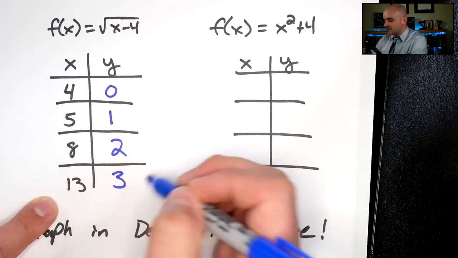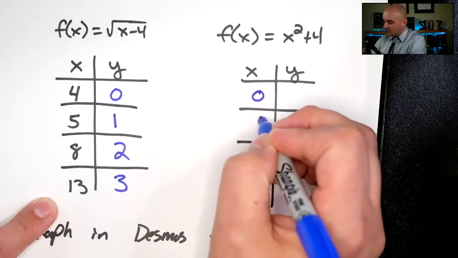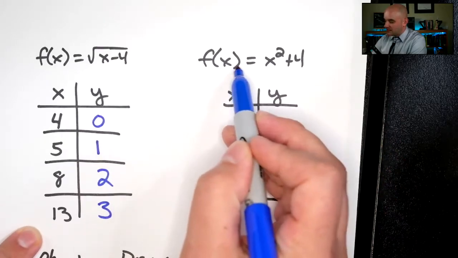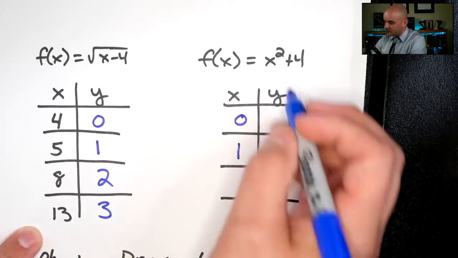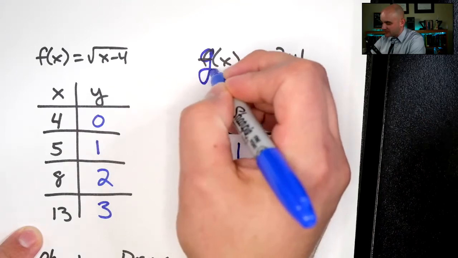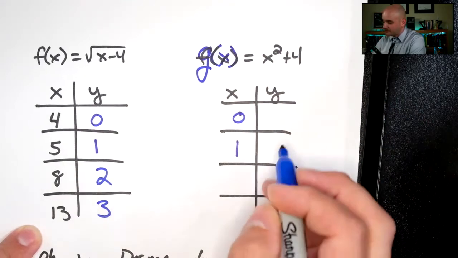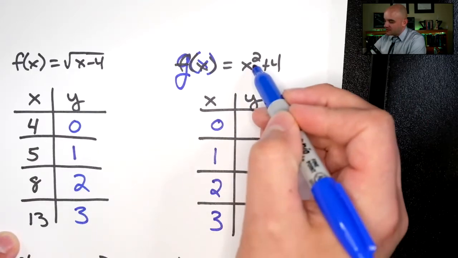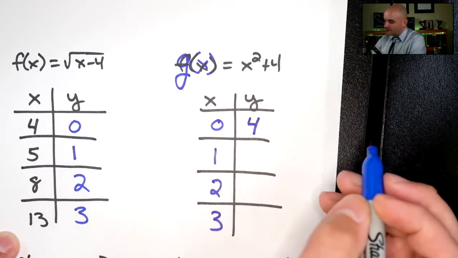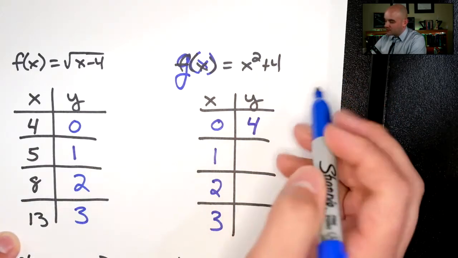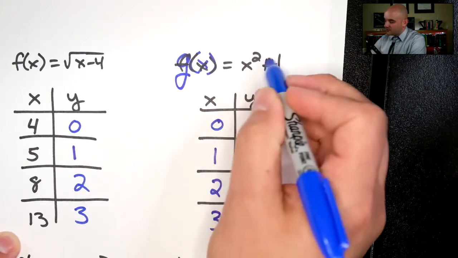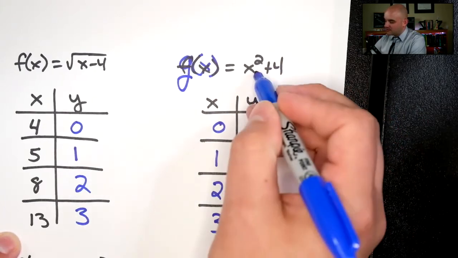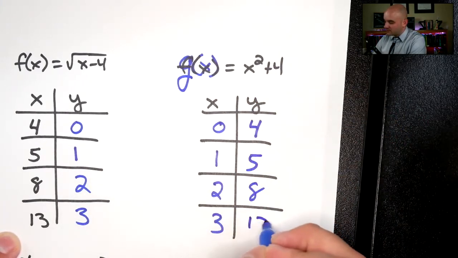Now, I'm going to take that same set and put them in here. Those outputs I'm going to put into the input over here. This should say, actually, the g of x right there. That's the g function. So I'm going to put them into the g function. And so let's see, 0 squared plus 4 is 4. And then 1 squared plus 4 is 5. 2 squared plus 4 is 8. And 3 squared plus 4 is 13.